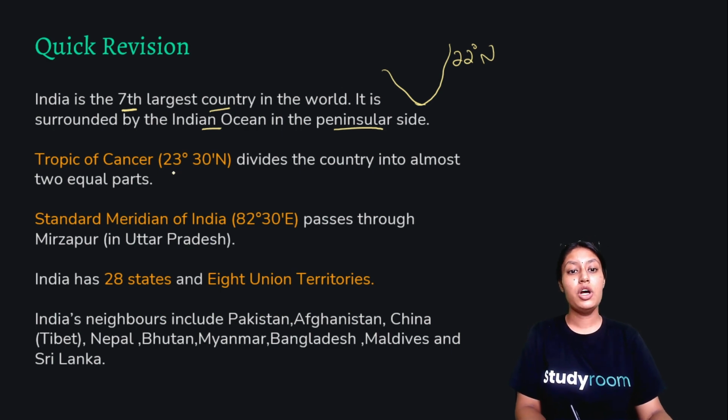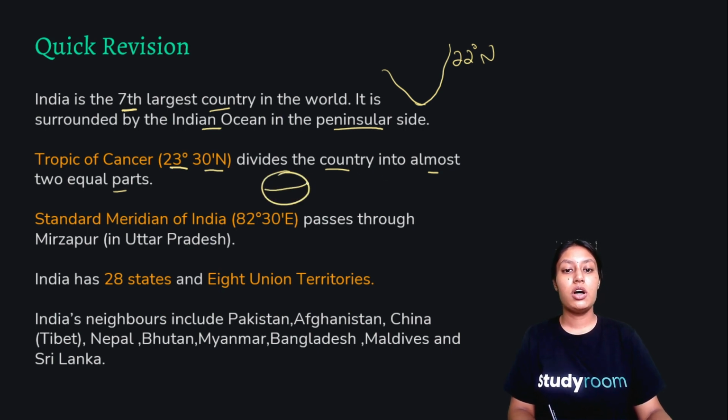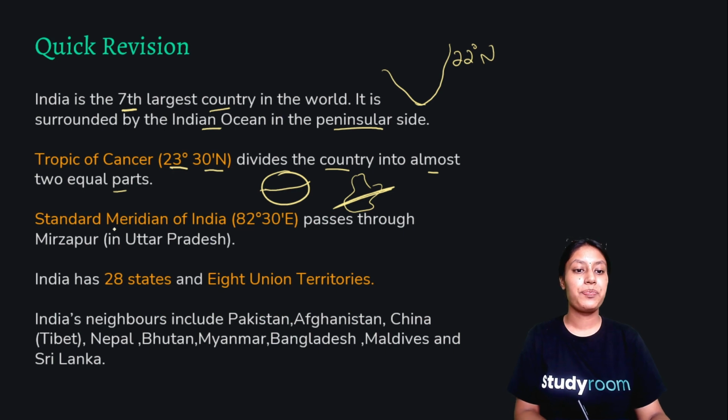Tropic of Cancer, 23 degree 30 north, divides the country into almost two equal halves. Since the equator divides the earth into equal halves, the Tropic of Cancer divides our country into two equal halves. All right.